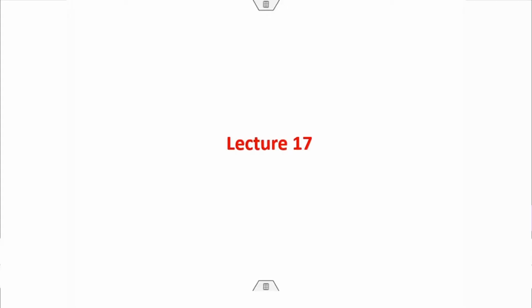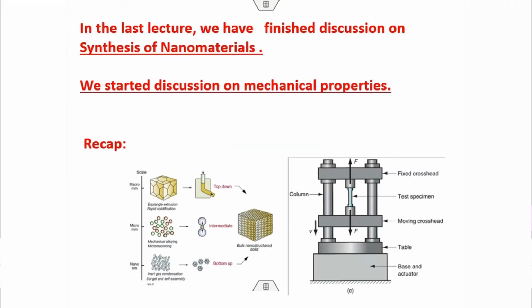Students, we are going to start a new lecture. That's lecture number 17, and this is obviously in continuation of the previous lecture, lecture number 16. As you know, in the last lecture we finished our discussions on synthesis of nanomaterials. We talked about various synthesis routes very briefly and showed you the different ways you can produce 0-dimensional, 1, 2 and 3-dimensional nanomaterials, correct.